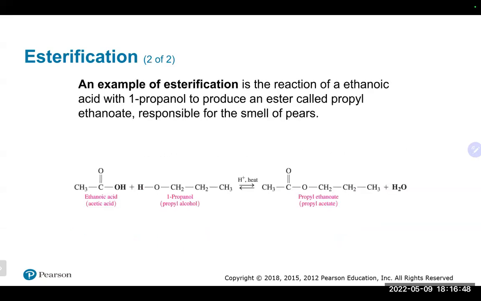So here's an example of a reaction. We take ethanoic acid with 1-propanol to make an ester called propyl ethanoate. Once again, this is our carboxylic acid and this is our alcohol. We're just going to simply take out the water, the OH from the carboxylic acid and the H from the alcohol, and then squeeze everybody together.